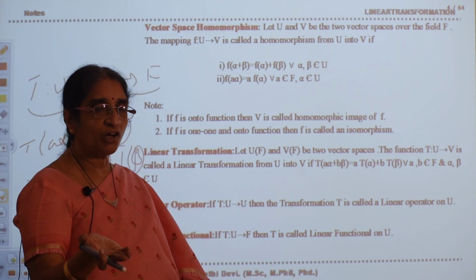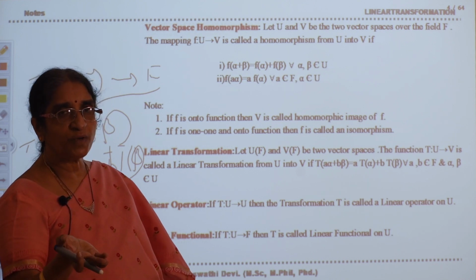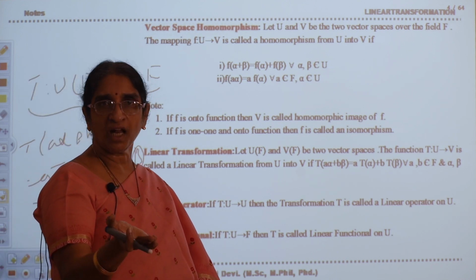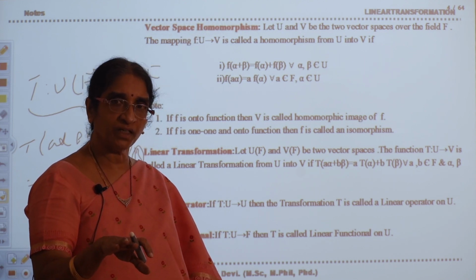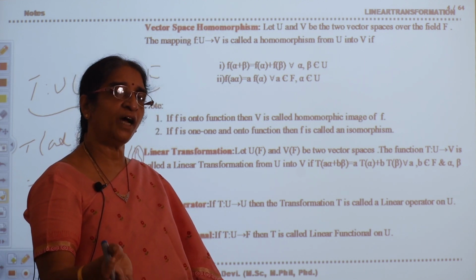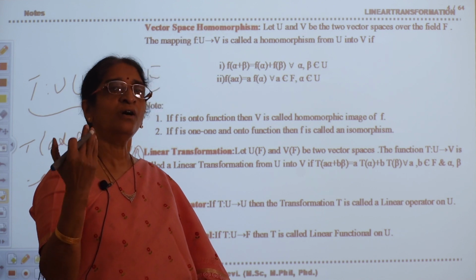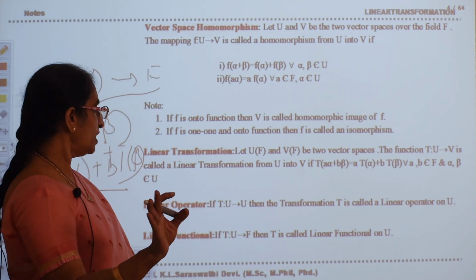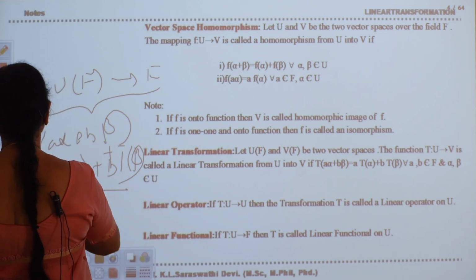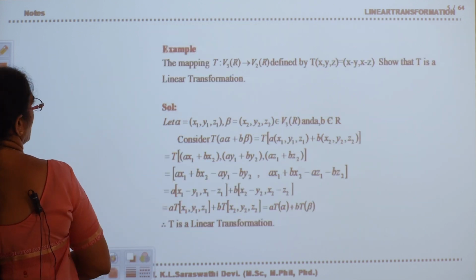What is a linear operator? When the transformation is defined on the same vector space, then the linear transformation is said to be a linear operator. If the transformation is defined from the vector space to the field on which the vector space is defined, then it is said to be a linear functional. Okay. Now see what is the next one.